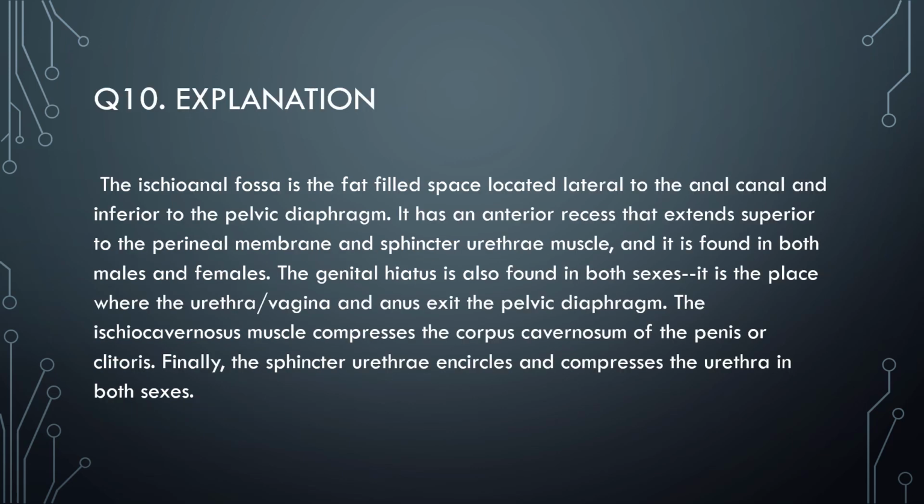Well, the ischioanal fossa is a fat-filled space located lateral to the anal canal and inferior to the pelvic diaphragm. It has an anterior recess that extends superior to the perineal membrane, and the sphincter urethrae muscle is found in both males and females. The genital hiatus is also found in both sexes. It is the place where the urethra, vagina, and anal canal exit the pelvic diaphragm.